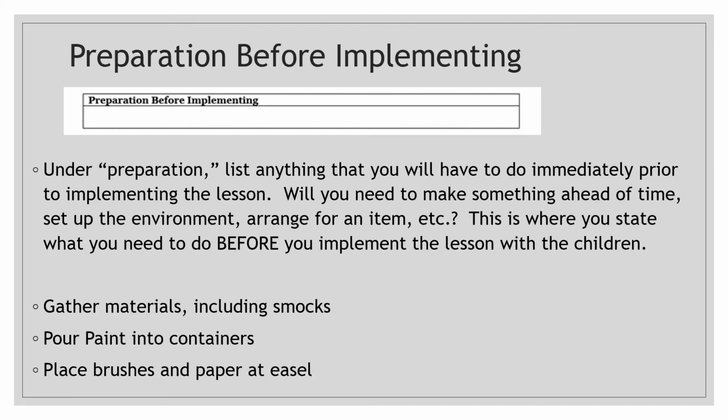Preparation before implementation. Under preparation, you can list anything that you will have to do before implementing the lesson. Will you need to make something ahead of time? Will you need to set up the environment or arrange for an item? This is where you state what you need to do prior to implementing the lesson with the children. Some examples are gather materials, including smocks, pour paint in containers, place brushes and paper at easel.